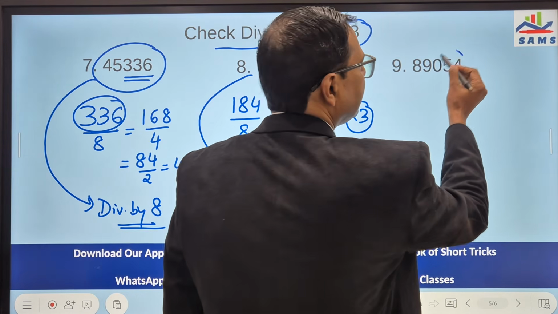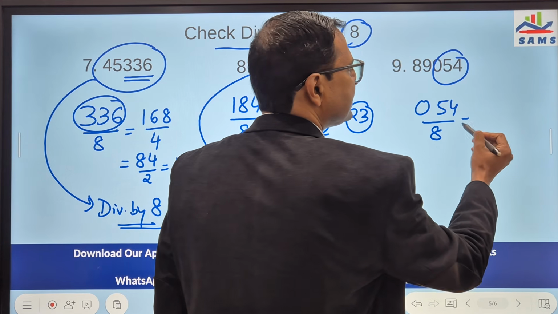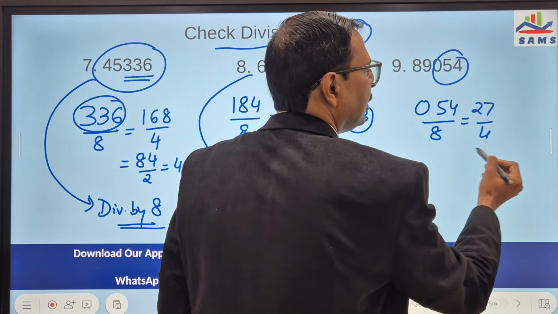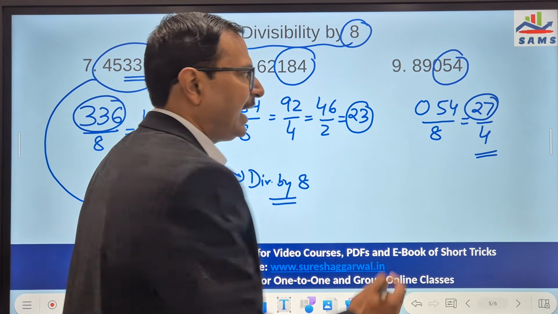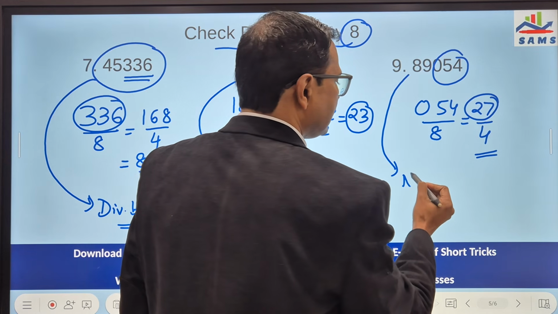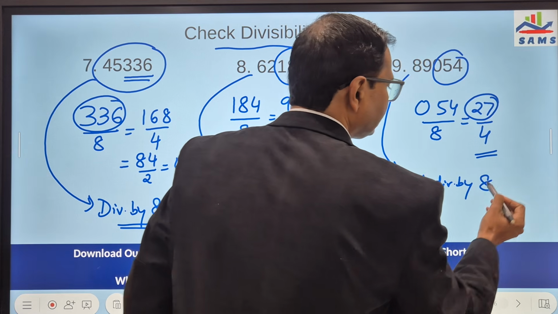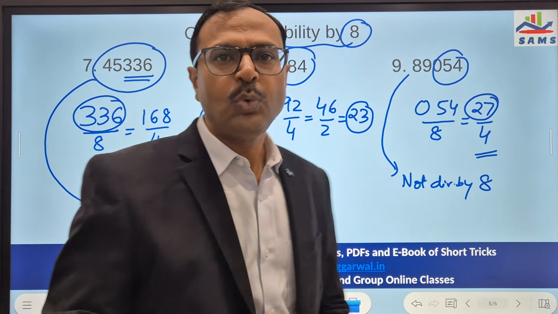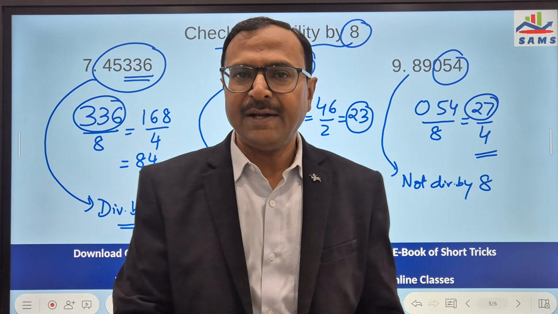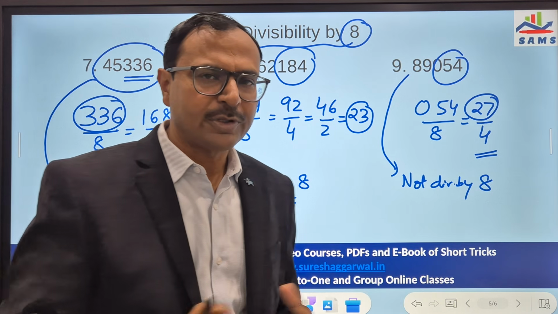Likewise, if you see here 054 divided by 8 is actually 27 by 4. Now 27 is an odd number, 4 doesn't divide 27, right? And therefore this number is not divisible by 8. So very basic rule of divisibility by 2, 4 and 8, and if you practice this, subsequent rules are also not going to bother you much.